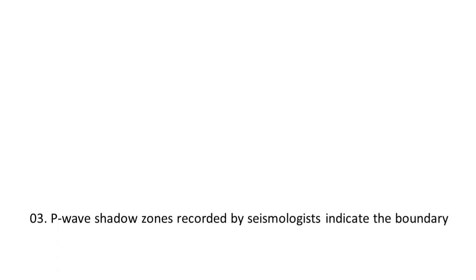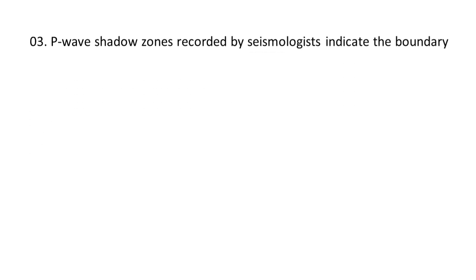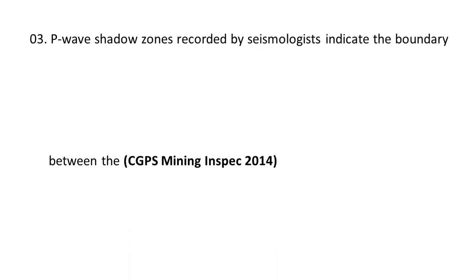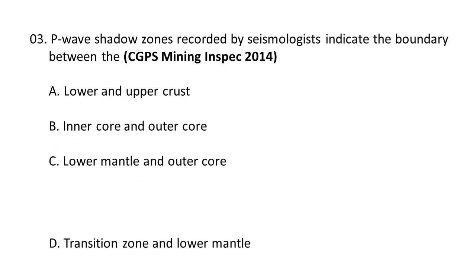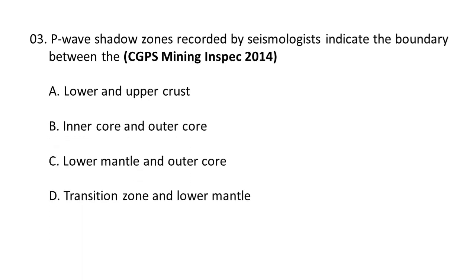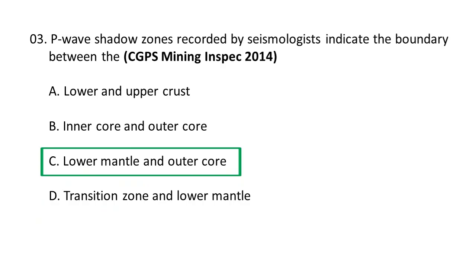Next question. P-wave shadow zones recorded by seismologists indicate the boundary between: A. Lower and upper crust, B. Inner core and outer core, C. Lower mantle and outer core, D. Transition zone and lower mantle. So the correct option is C, lower mantle and outer core.